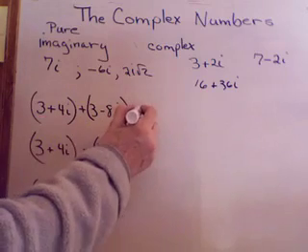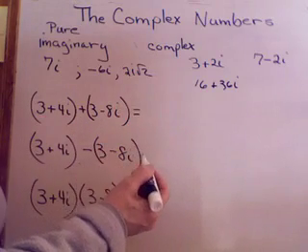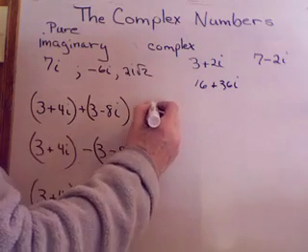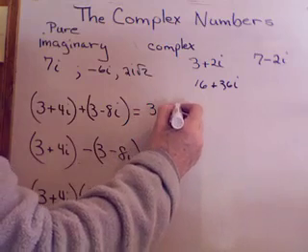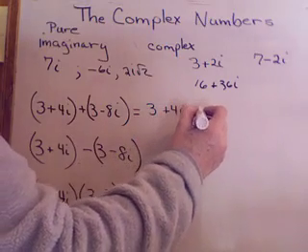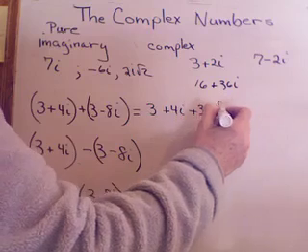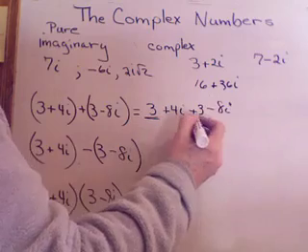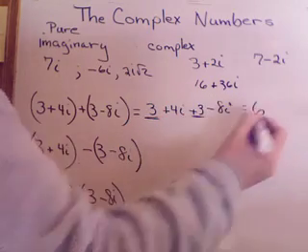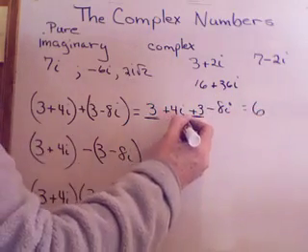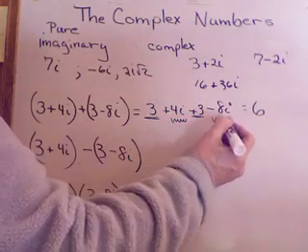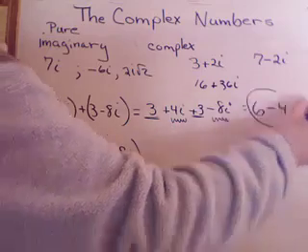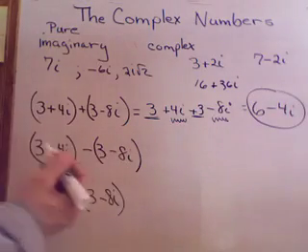So, in this first one, simple addition, you add the real parts and the imaginary parts. First, I'm going to rewrite the problem. 3 plus 4i plus 3 minus 8i. Then I'm going to look for the real parts first. 3 and 3, 6. Then I'll look for the imaginary parts. 4i and minus 8i, combining like terms, minus 4i. That is an answer.